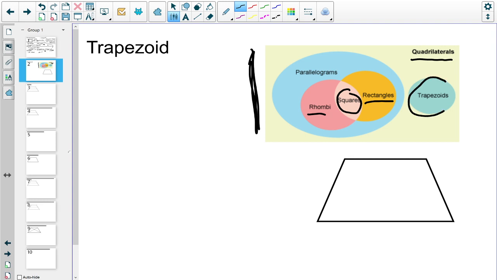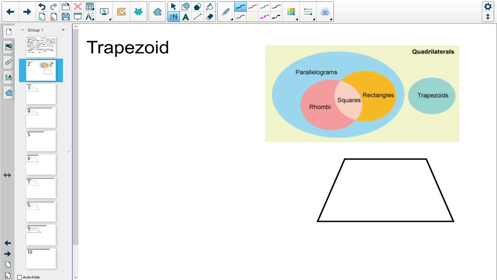Then out here, we have trapezoids all alone, because guess what? Trapezoids are not a parallelogram. Which is kind of interesting, because we've been talking all about parallelograms. Now you have a set of properties that are fresh and new and don't apply to each other like the ones we've looked at before. So let's go ahead and get into trapezoids.